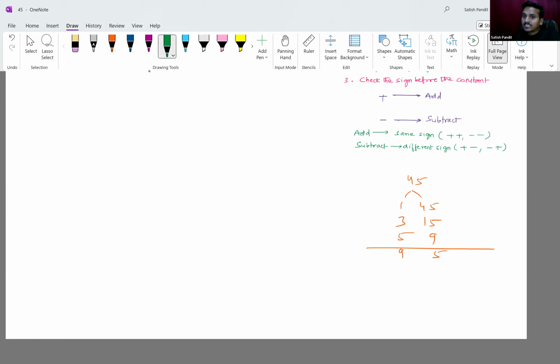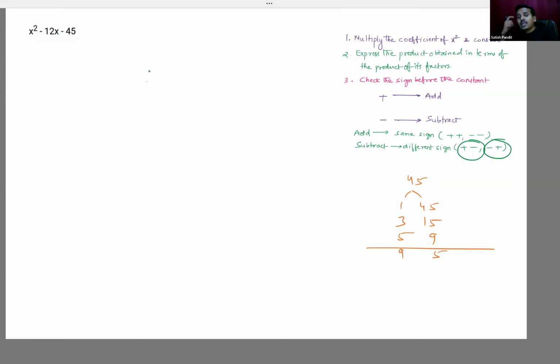That means you have to subtract. Subtract means opposite signs. And after subtraction, we should get negative 12. That means the larger number should be negative. Then only we can get negative 12, right? The larger number should be negative during subtraction. So this will not give. Yes, this will give. Okay, but the larger number should be negative. Clear? Then only you get minus 12, right?